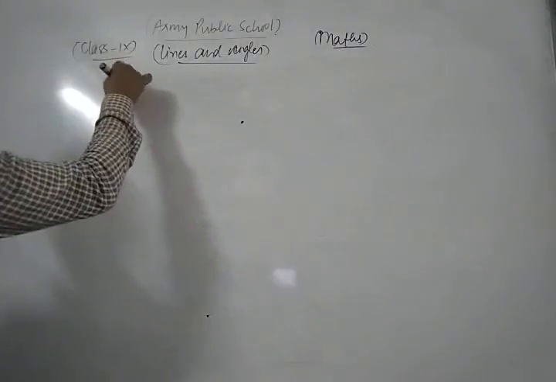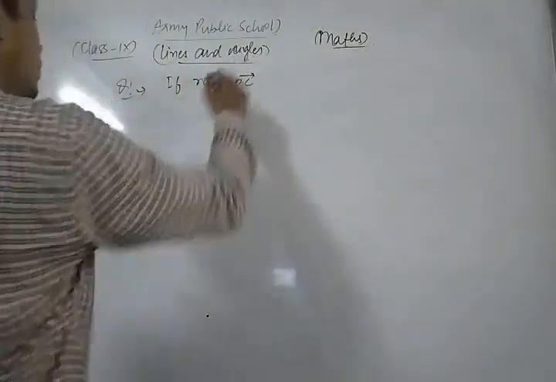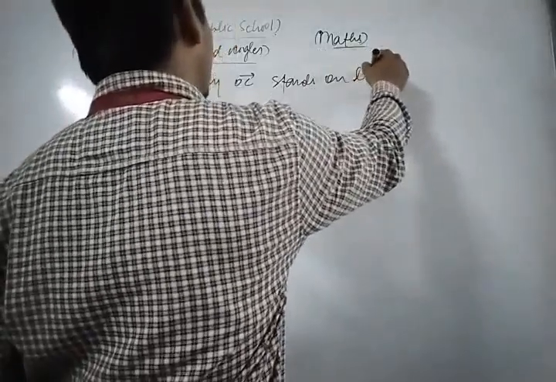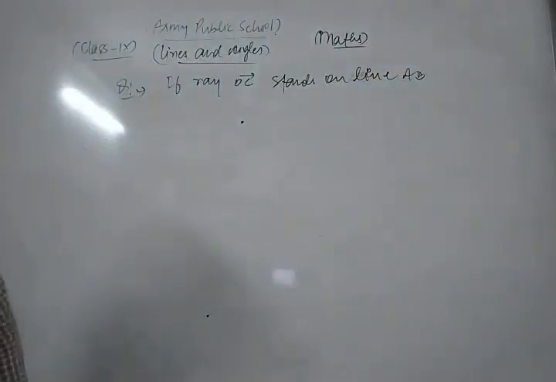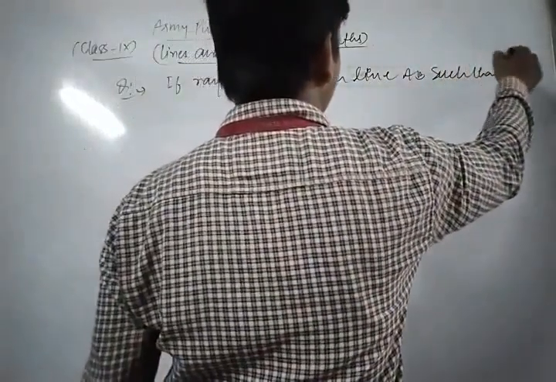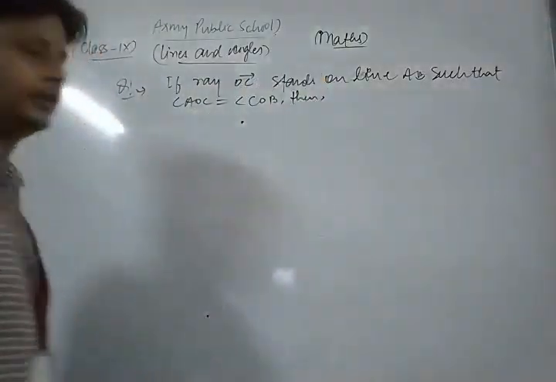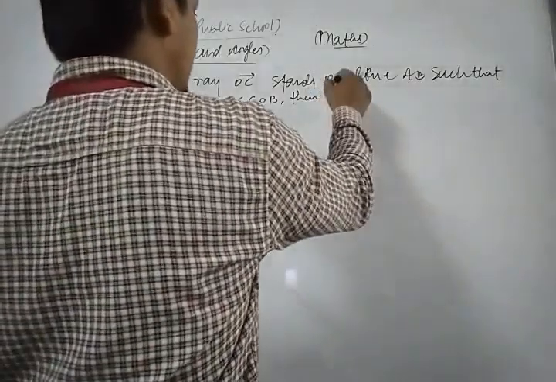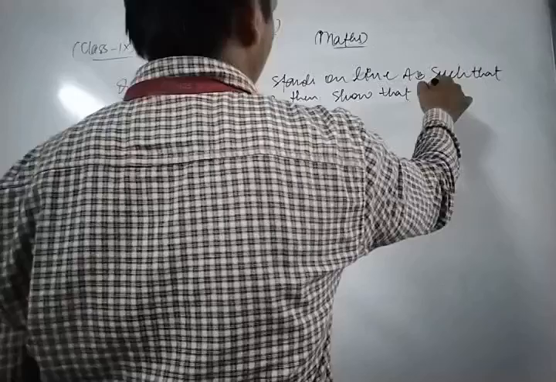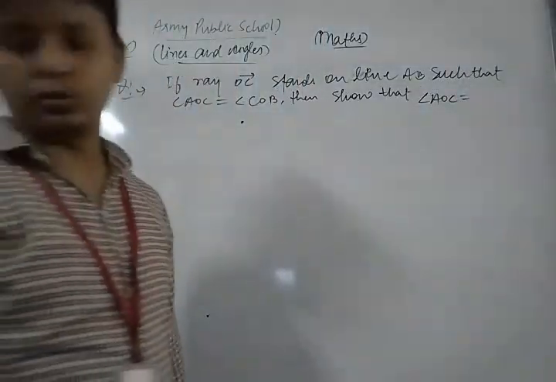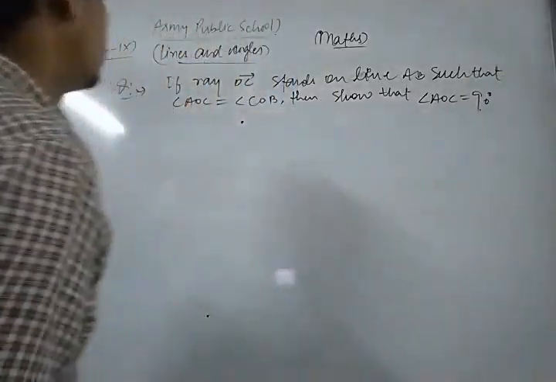We take a very important question. Your question is: if ray OC stands on line AB such that angle AOC is equal to angle COB, then show that angle AOC is equal to 90 degrees. Now let's see its solution.